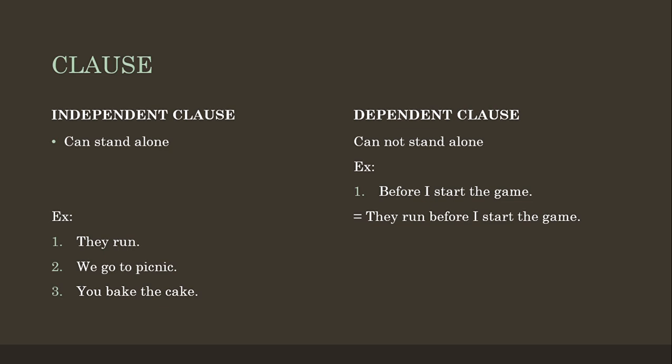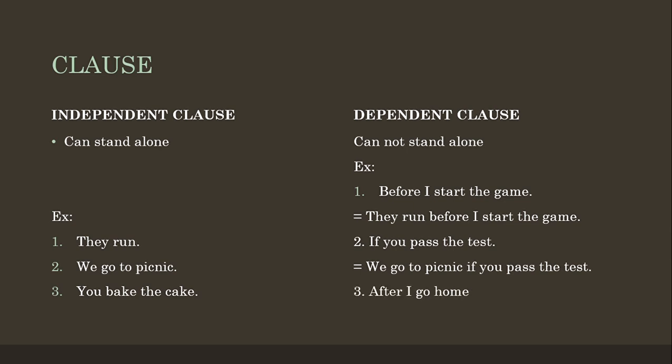sentence. Number 2, if you pass the test, it cannot stand alone. If you pass the test, so it needs other information. We join them together, so the sentence becomes: we go to the picnic if you pass the test. Complex sentence, one independent clause and one dependent clause, connected by the conjunction if. Number 1 is connected by the conjunction before.